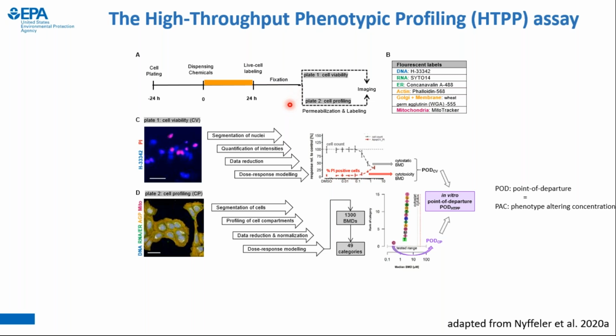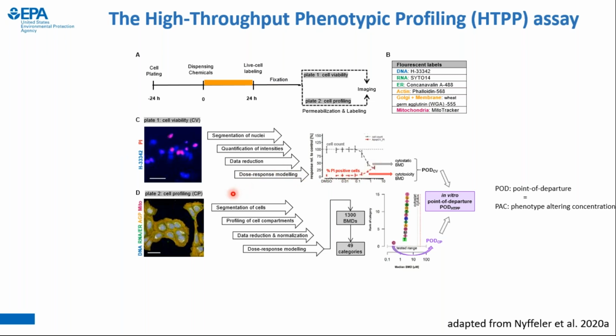The plates were treated with the same chemicals. And so the first set of plates was used to measure cell viability by labeling with Hoechst and propidium iodide. So propidium iodide marks the dying cells, so you see an increase in the signal if cells are dying.